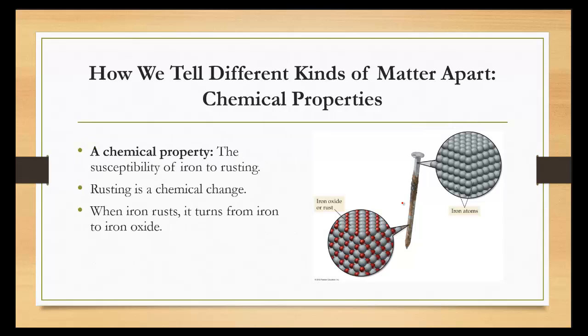Whereas a chemical property, for example, is the susceptibility of iron to rust. Rusting is a chemical change. When iron rusts, it turns into iron oxide. Notice that the chemical makeup has now changed. Therefore, this is a chemical property.